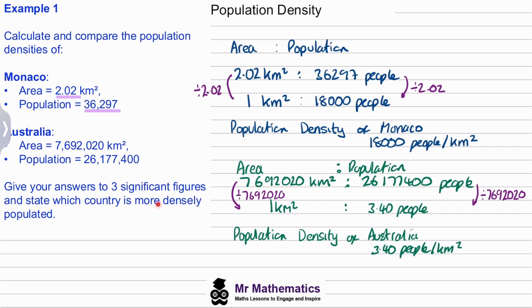Which country is more densely populated? Well, we can see that Monaco is more densely populated. In fact, Monaco is the most densely populated sovereign country in the world. So you can see that by comparing the population density, Monaco is much more crowded than Australia. Let's try example 2.